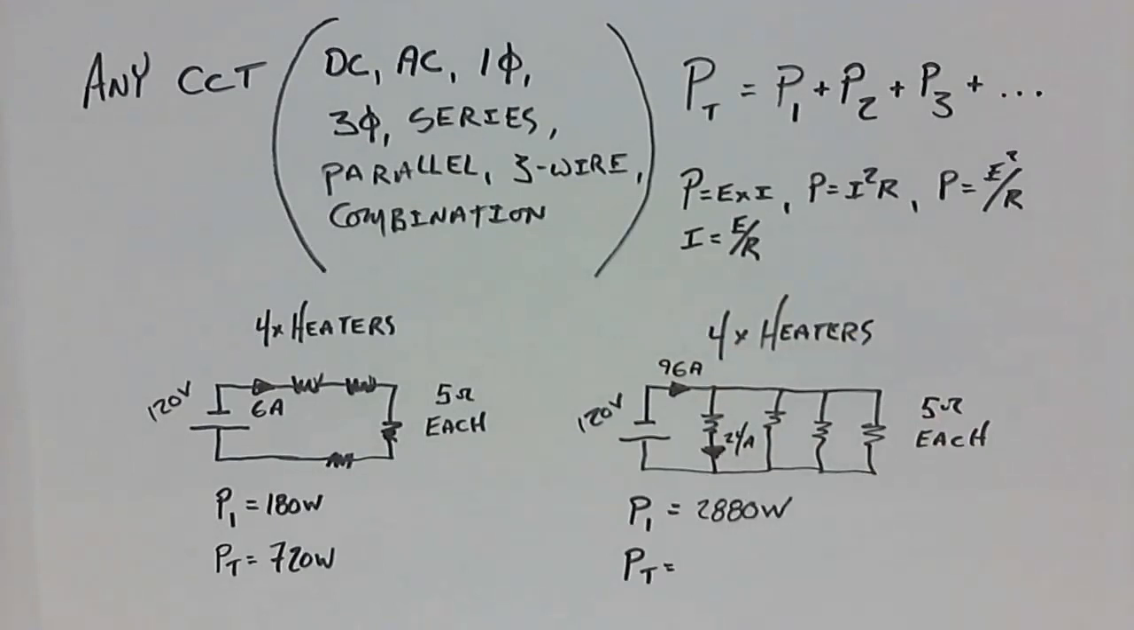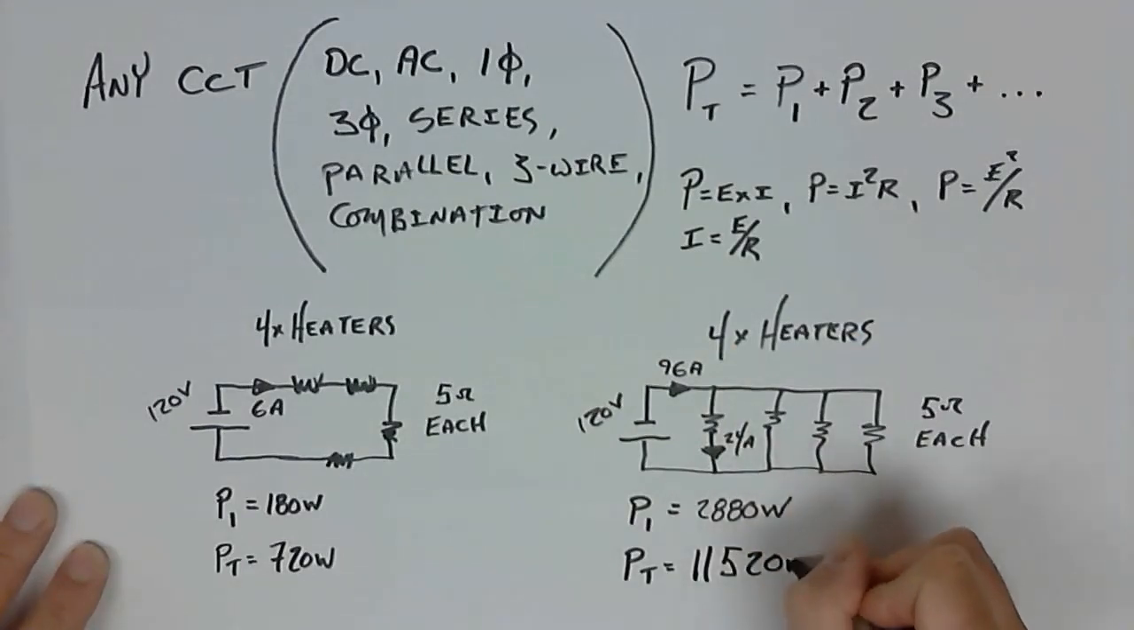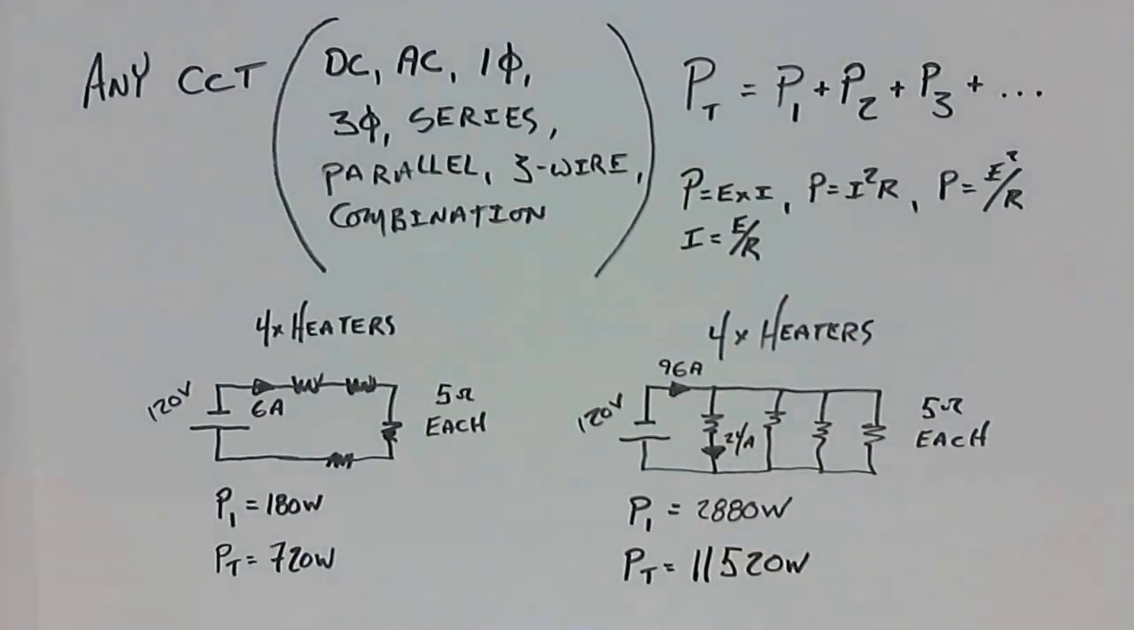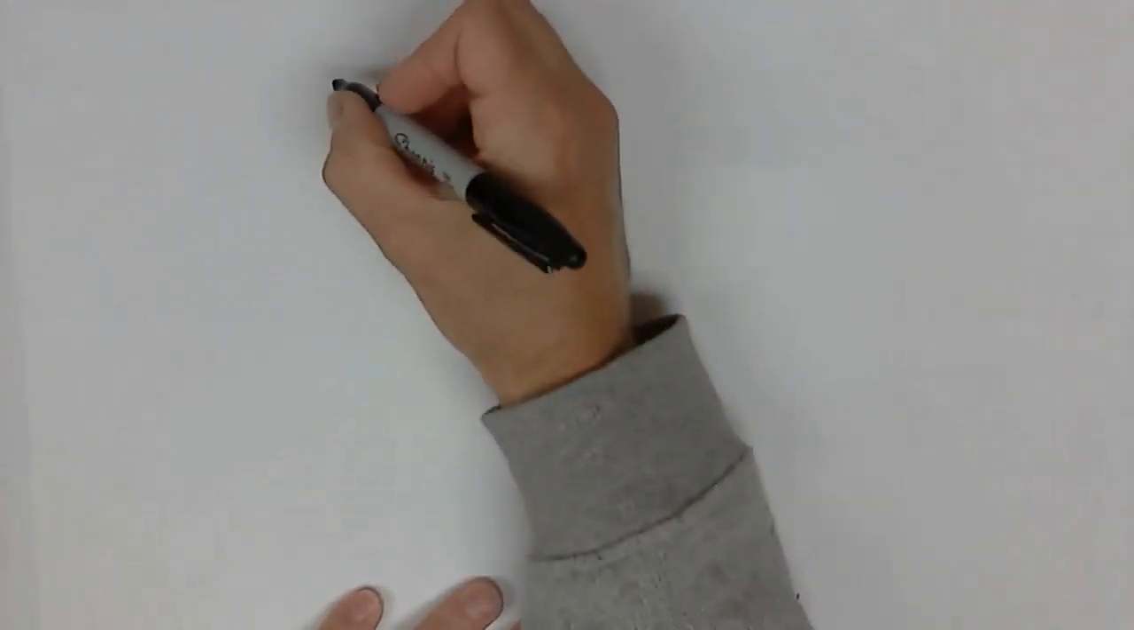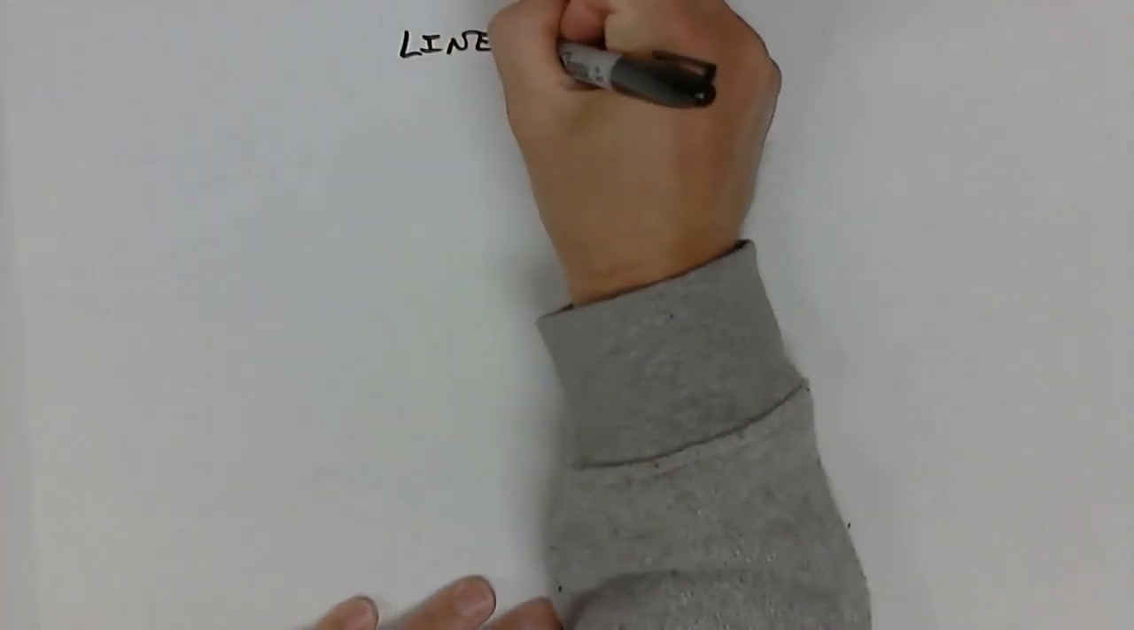So again, I'm not even going to tell you which I did because it doesn't matter, but we get the same answer, 11,520 watts. So P1 plus P2 plus P3, right, renders the same answer no matter what process we happen to use. All right, let's take a look at power in regards of a full circuit. So this has to do with line drop and loss.